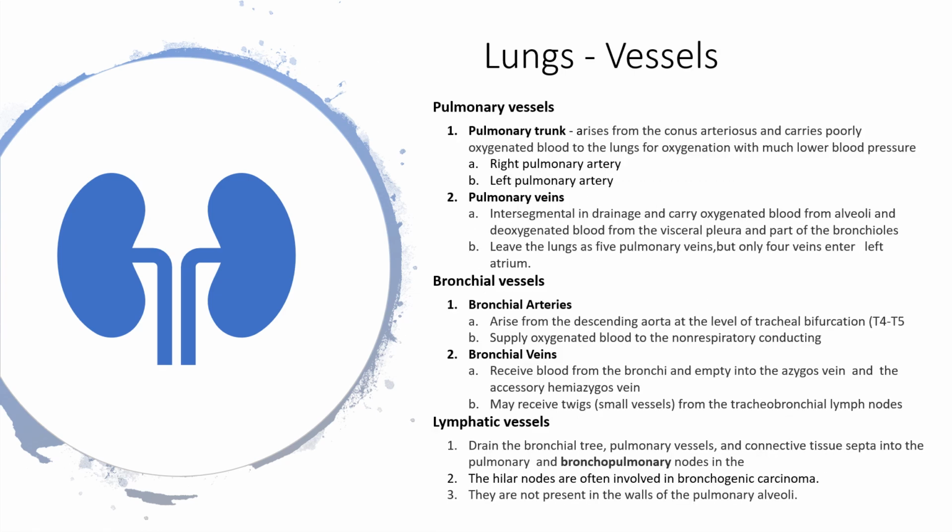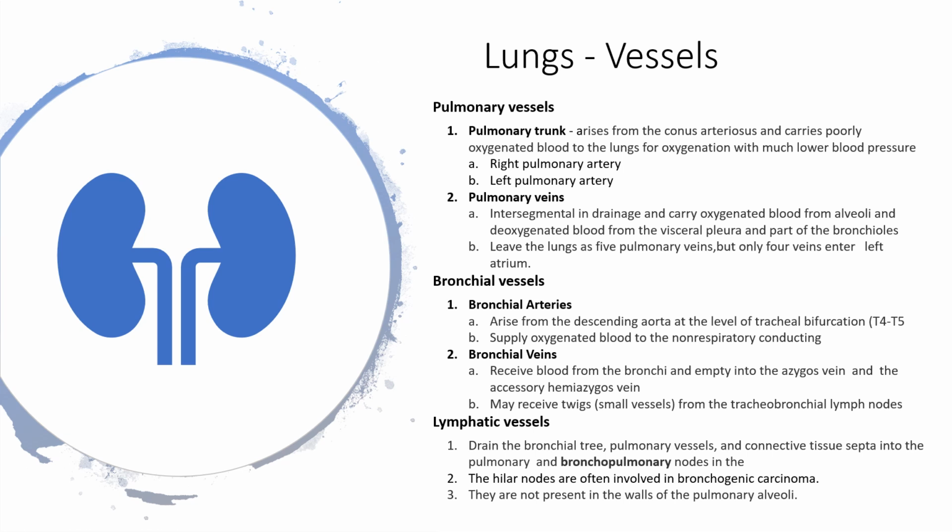The blood and lymphatic supply includes the pulmonary vessels, the bronchial vessels, and the lymphatic vessels. The pulmonary vessels includes 1. The pulmonary trunk, which arises from the conus arteriosus of the right ventricle of the heart and carries poorly oxygenated blood to the lungs for oxygenation with much lower blood pressure than that in the aorta and is contained within the fibrous pericardium. They include a right pulmonary artery and a left pulmonary artery which is connected to the arch of the aorta by the ligamentum arteriosum, the fibrous remains of the ductus arteriosus.